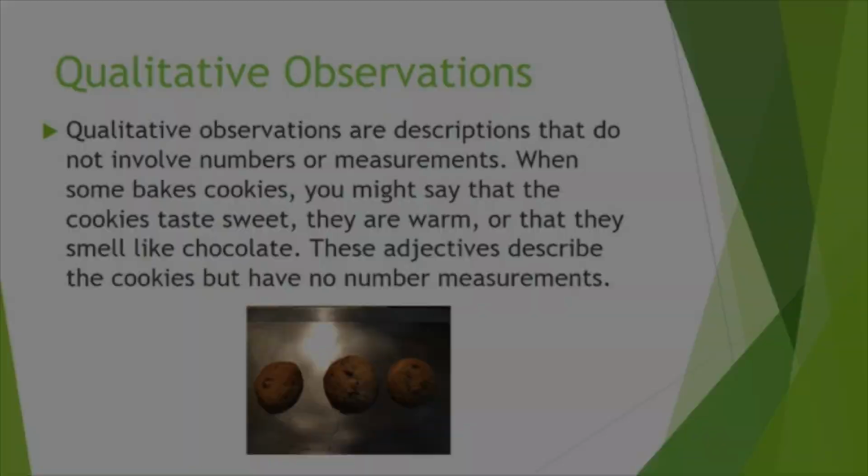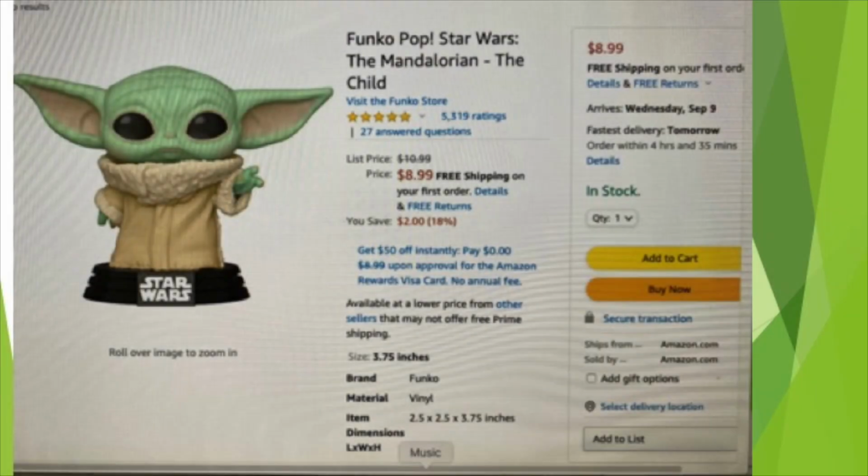Now, if we go back to the Funko Pop and look at it, do we have any qualitative observations here? It's vinyl. That really doesn't have a number in it. Let's just see, do we have anything else? I've seen other ones where they sell like plush dolls or whatever, Hello Kitty stuff, and they'll say it's velvety red, or fluffy, things like that that have no numbers. Those are your qualitative observations, and the quantitative observations are the ones with the numbers.